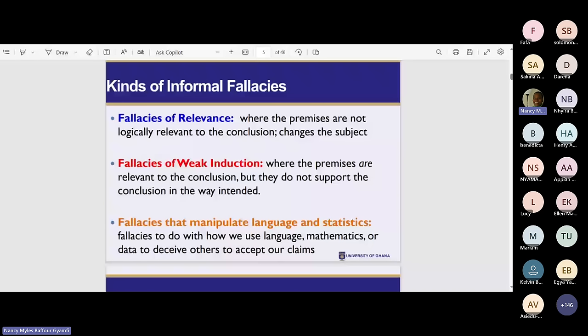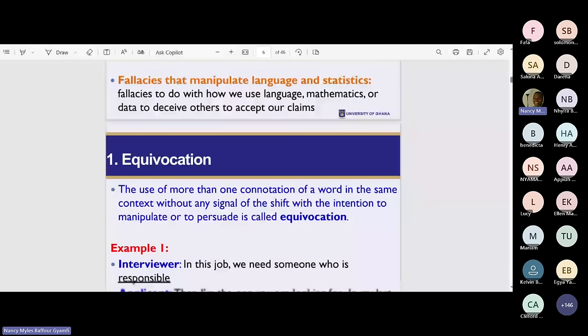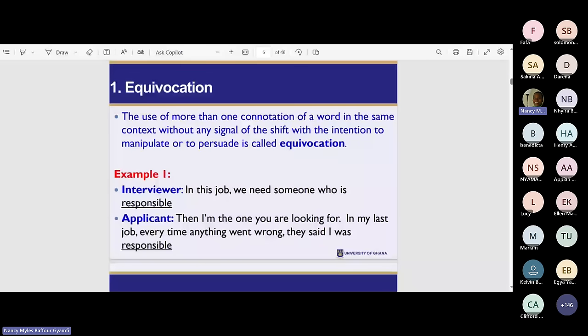Okay. Or are they fallacies of weak induction? There, the evidence or the supposed premise is connected to the conclusion, but it's not enough. It's insufficient. So mostly it's weak. The grounds are not strong enough. So we call it out. And then we have those where you are playing on language to force us to see it. We see through it and we'll point it out. Let's see the particular fallacies now.